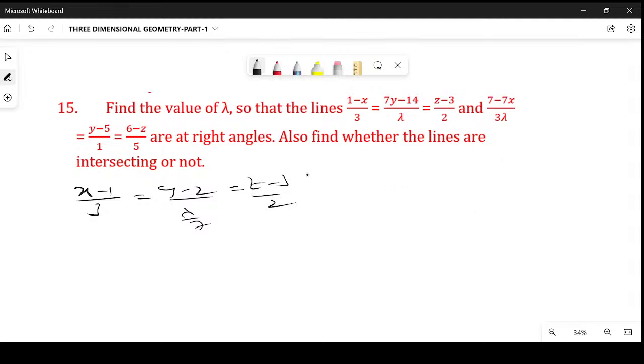Another equation, I can write the second equation. So again I can take minus 7 common. So it will be correct. You can take minus 7 common. It will come x minus 1 by 3, lambda by minus 7, right? Be careful here, I can take minus 7 common.